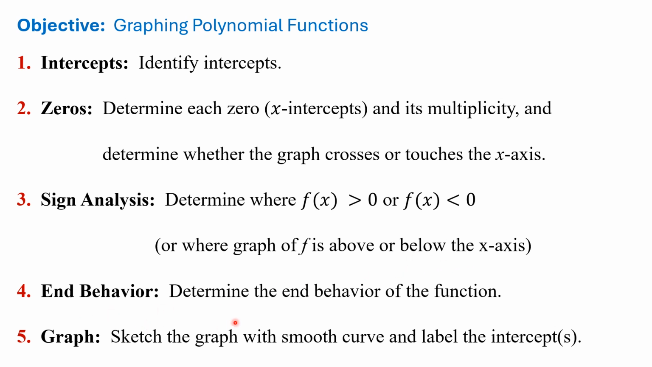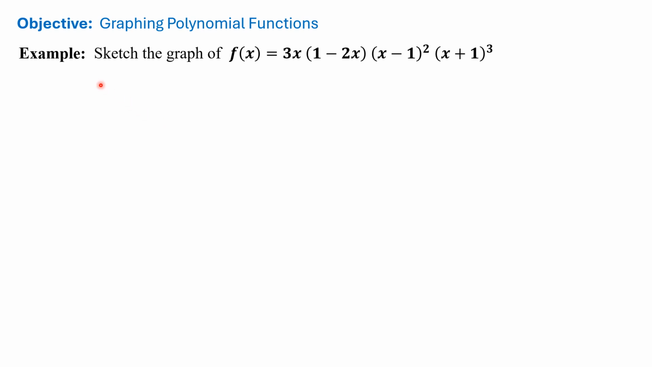Fourth, determine the end behavior of the function. And last one, based on this information, we can sketch the graph with a smooth curve and label the intercepts. As an example, let us analyze and sketch the graph of the given function f written in a factored form.